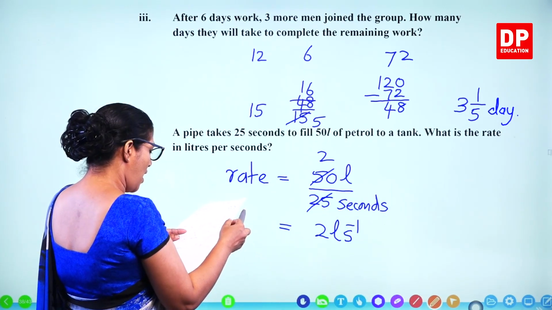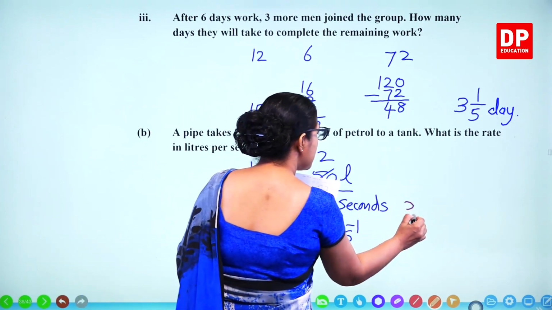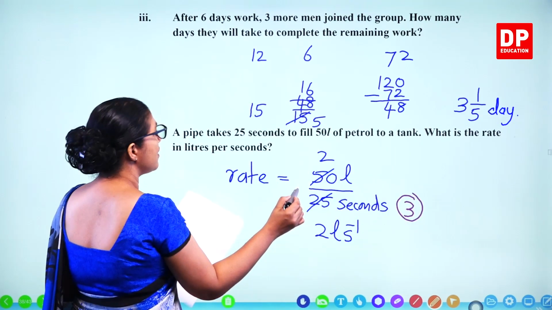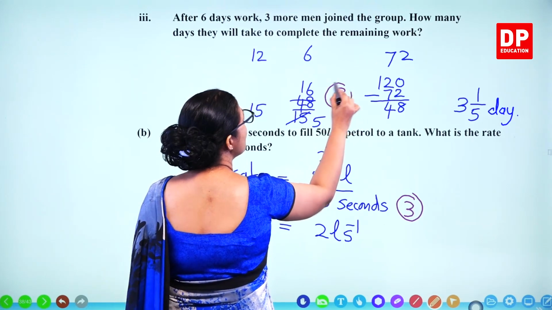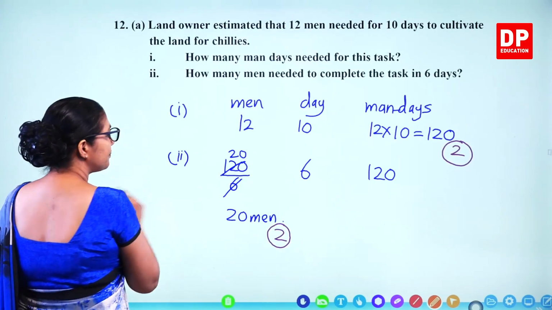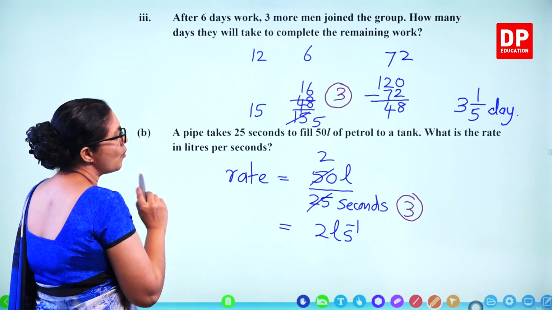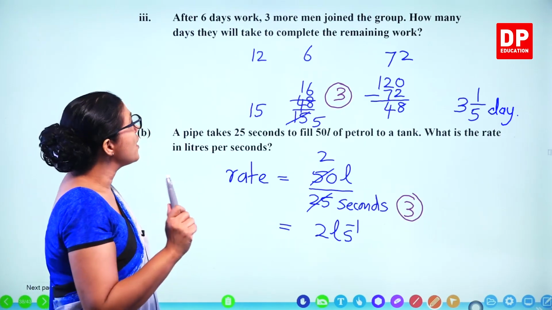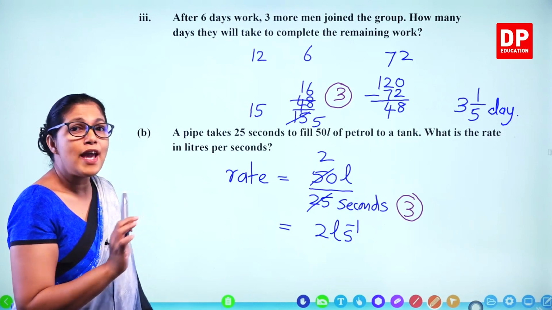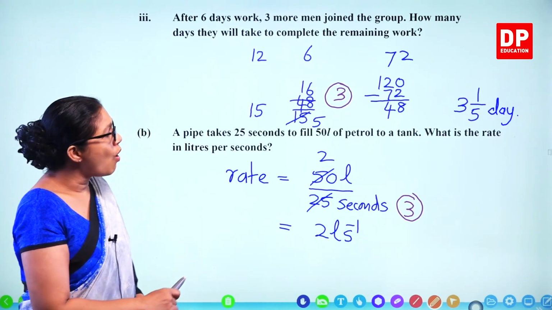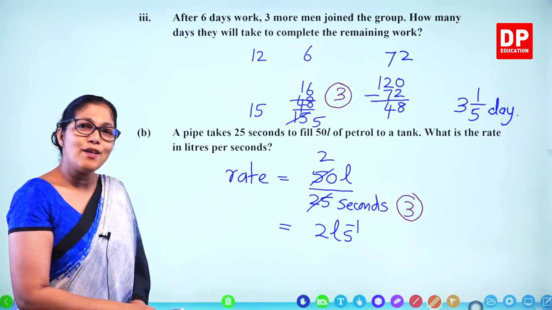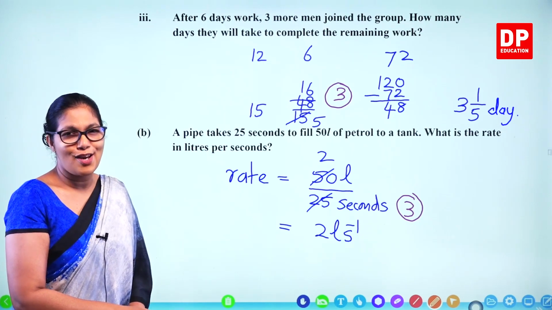So let's give marks. 3 marks for this part and 3 marks here. So 3, 3, 6 and 4, 10 marks for the whole question. So this is the last question in your paper. Make sure that you complete all the questions and then watch my video to check your answers.